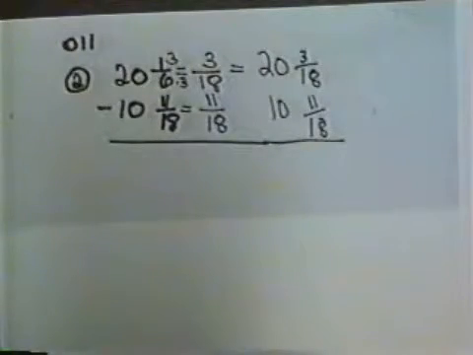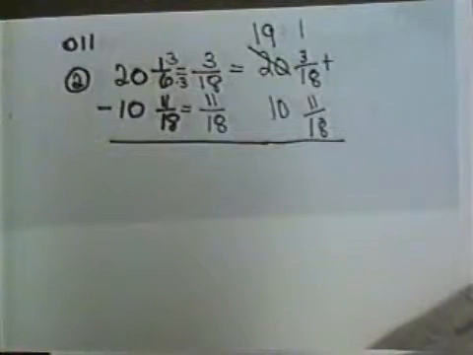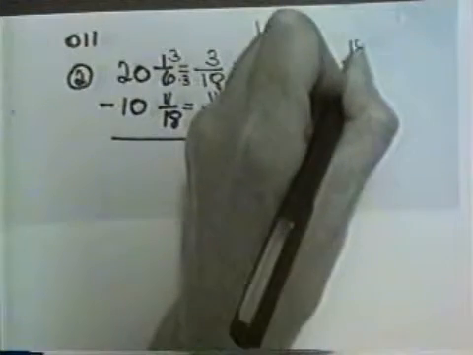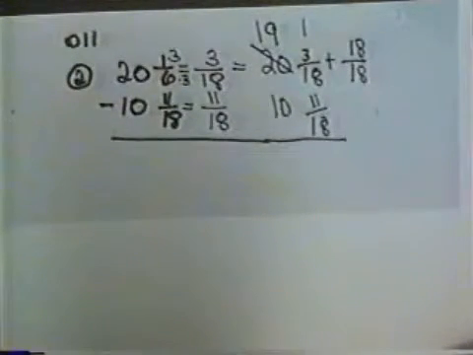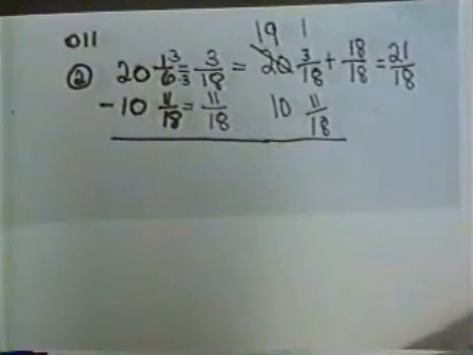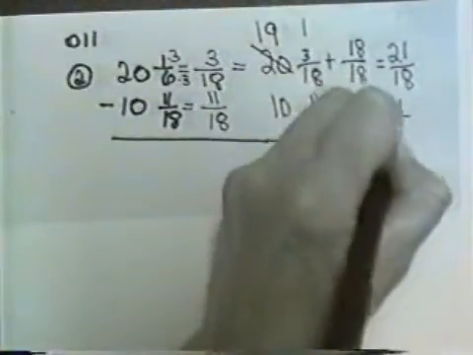And again, you can see I can't subtract 11 from 3. So I have to borrow 1 from my 20, which means I'm going to have 19 left. And the 1 that I borrow has to be put over here with the 3/18. So I've got to add to that 3/18, that 1 that I'm borrowing. And that 1 has to have the same denominator as we're working with, 18. So we've got to change that 1 into 18/18. So it'll be equivalent to 1. And so since we already had 3/18, we now have 21/18. And we had 11/18 here.